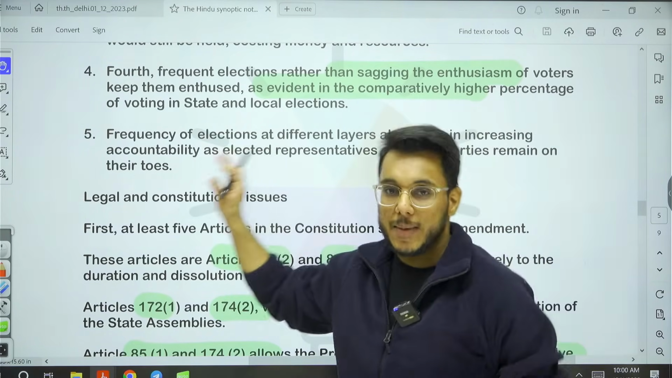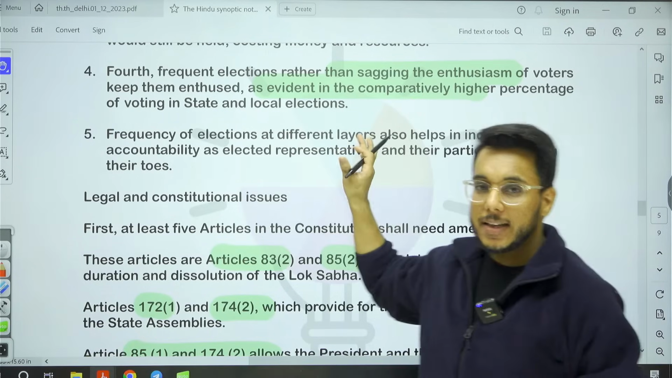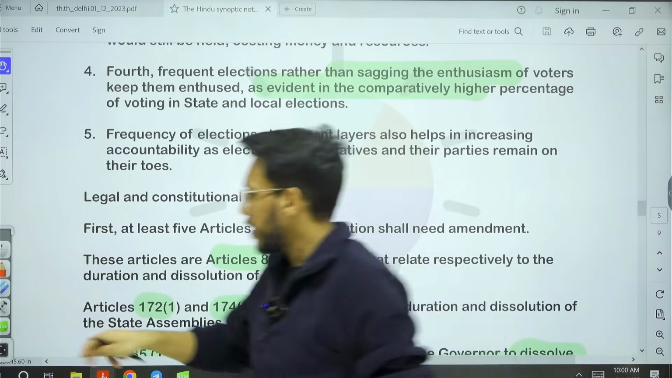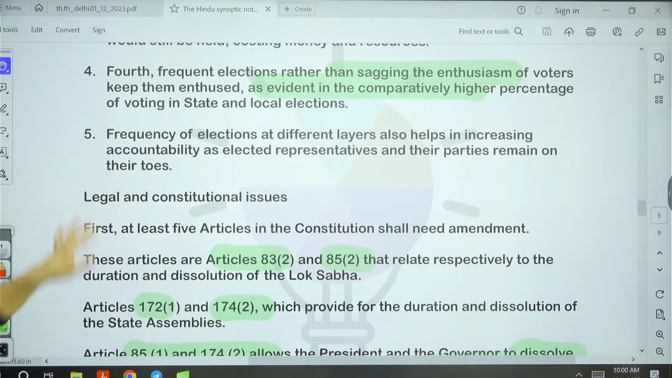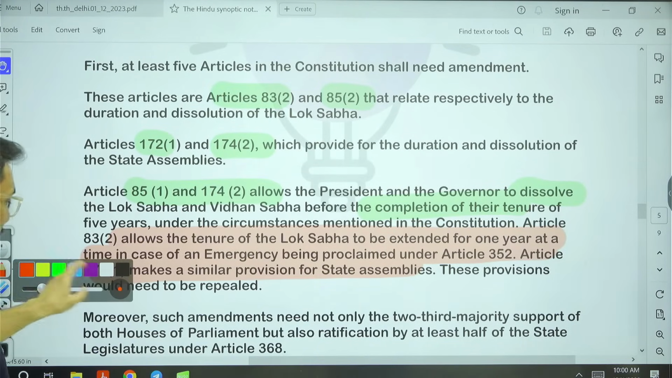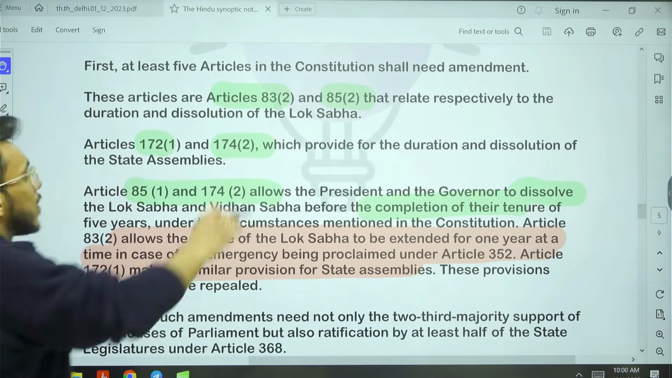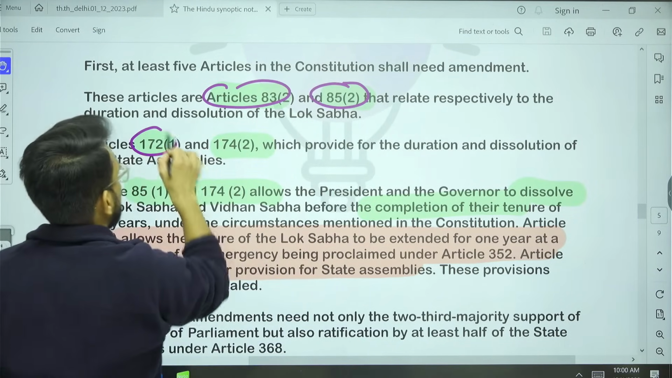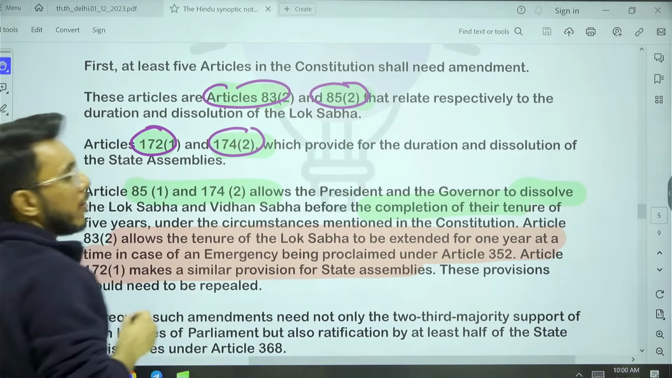All these arguments have been made against simultaneous elections. So rather than having elections at one time, multiple elections should be allowed to continue. Now, what are the legal and constitutional challenges that will come in this capacity? Basically, it is being provided that to implement simultaneous elections, we need to amend Article 83, Article 85, Article 172, Article 174 of the Constitution.